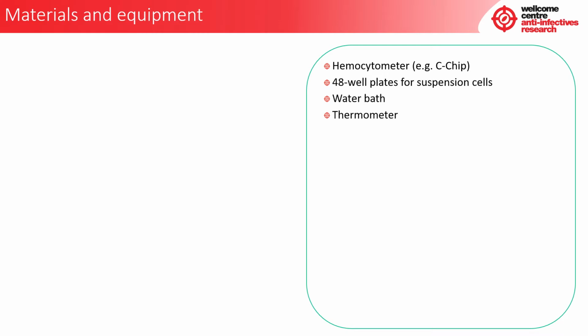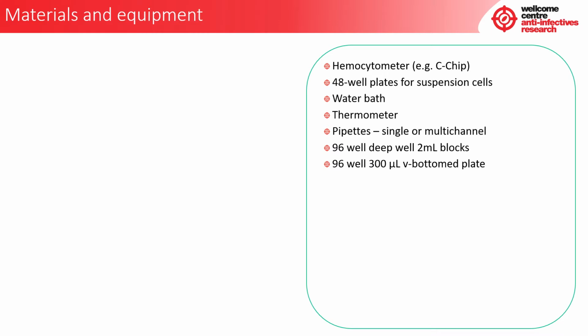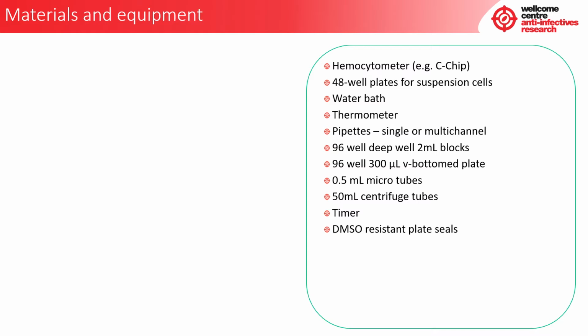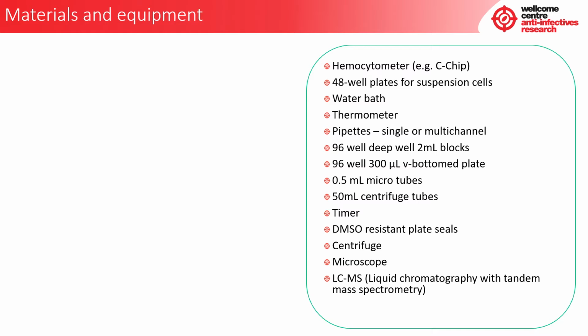For this experiment, you will also need hemocytometers, 48-well plates for suspension cells, a water bath, a thermometer, pipettes which are either single or multi-channel, 96-well deep well 2 ml blocks, 96-well 300 microliter V bottom plates, 0.5 ml microtubes, 50 ml centrifuge tubes, a timer, DMSO resistant plate seals, a centrifuge, a microscope, an LCMS instrument which is liquid chromatography with tandem mass spectrometry, and an incubator with 5% CO2 and a plate shaker.